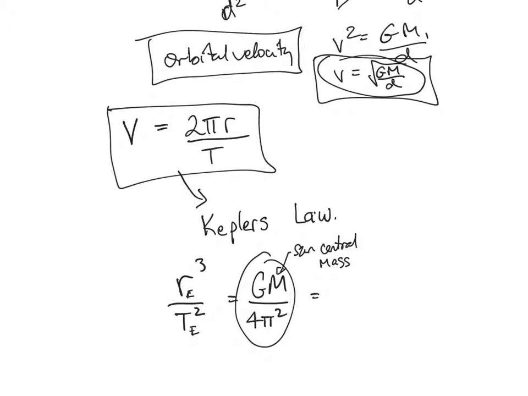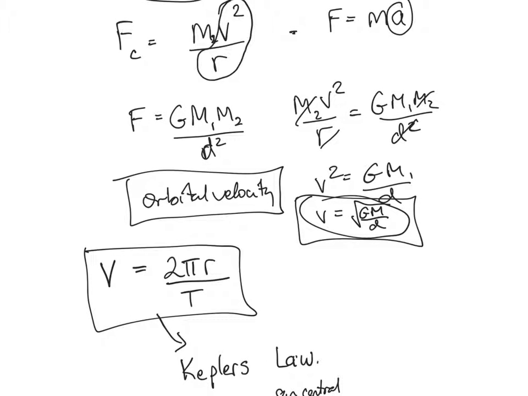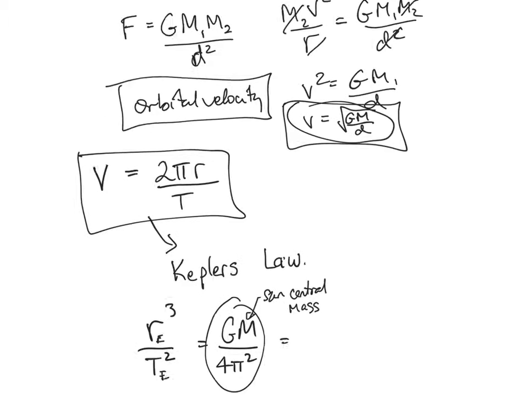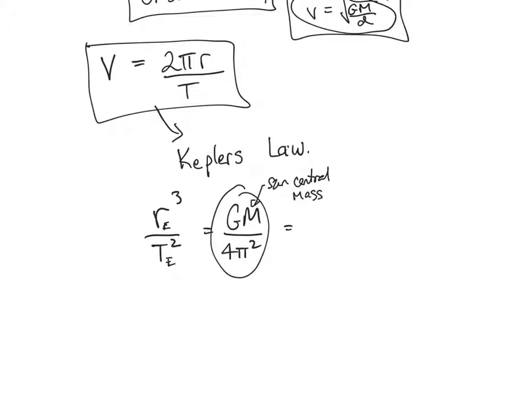You have to be careful because this mass here is the orbiting mass. So you've got to be careful you don't use the wrong mass for those equations. But that would also equal the radius cubed of Saturn divided by the period squared of Saturn. And also equal the radius cubed of Mars divided by the period squared of Mars. So because they're going around the same object, they're constant.